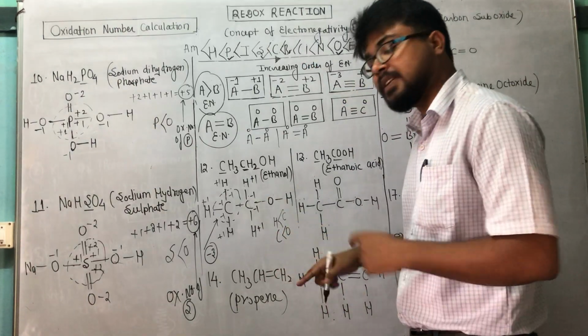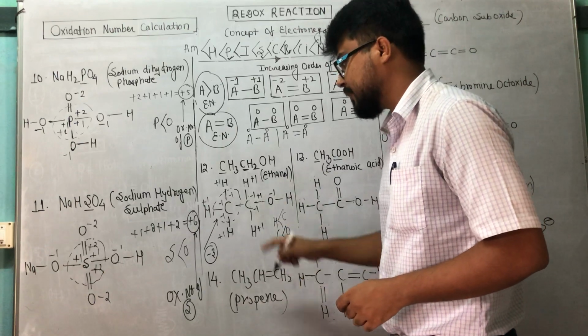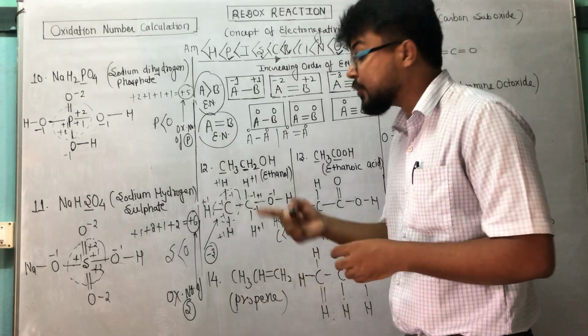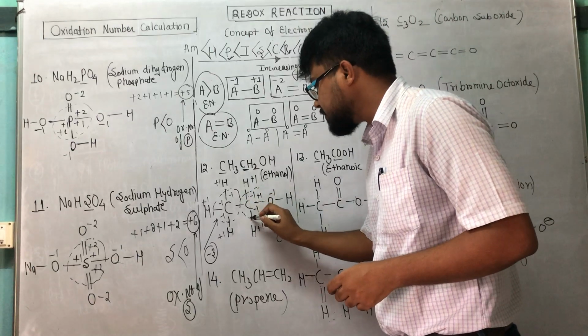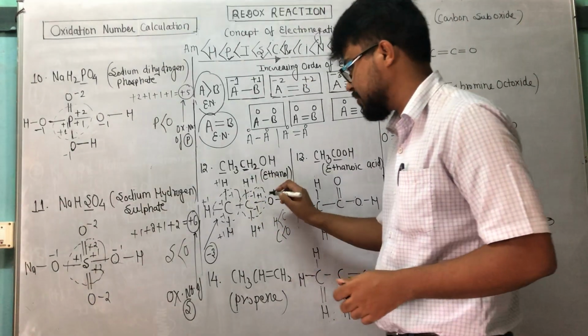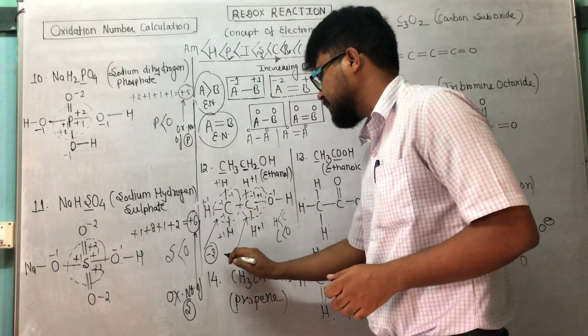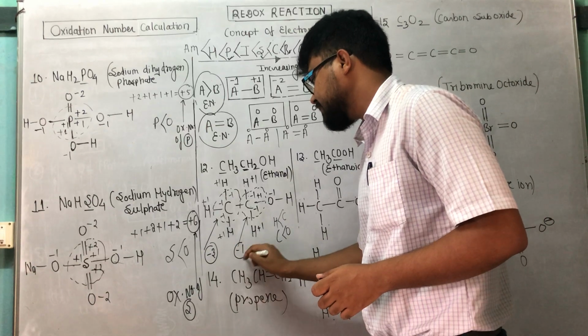But carbon and oxygen, which one is more electronegative? The answer is oxygen. So -1 and +1. And what about this bond? The answer is no contribution. Why? Because if a bond is present between two similar elements, then there is no contribution. Correct? So here -1, -1, +1. The answer is how much? The answer is -1.